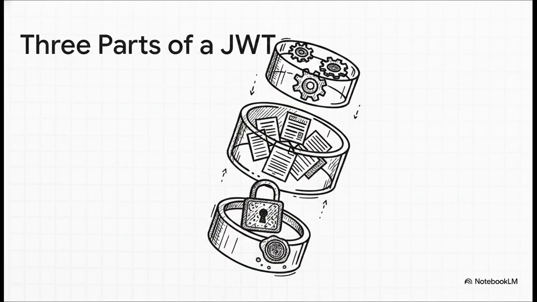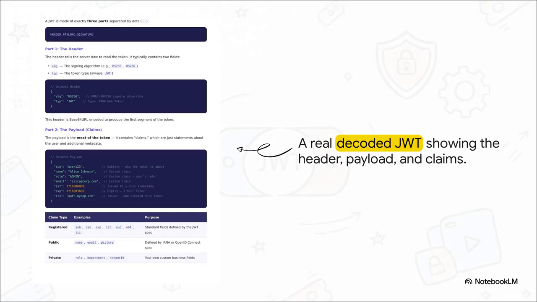This simply tells the server how to read the token and specifies the signing algorithm, like HS256 or RS256. Second is the payload. This is the real meat of the token. It contains claims, which are basically just statements about the user. And third, the signature. This is the cryptographic seal that guarantees the token hasn't been messed with. And because the whole thing is just standard JSON and base64 encoded, it's totally portable across any programming language you want to use. It's honestly fascinating to see this in practice.